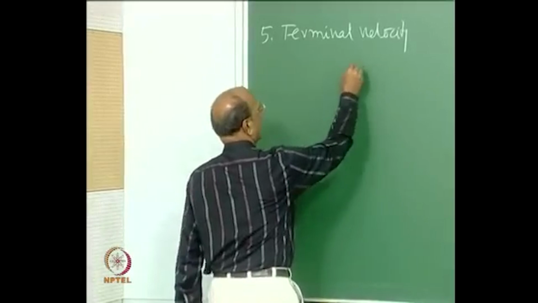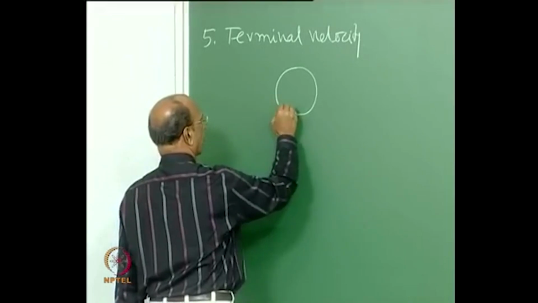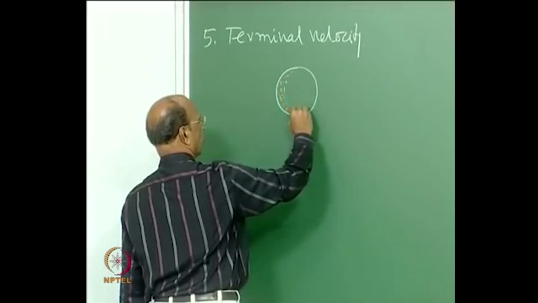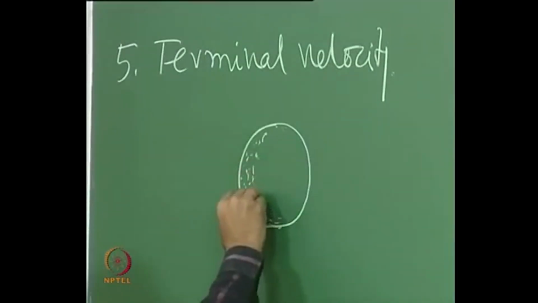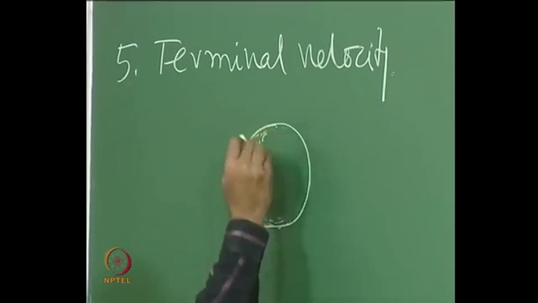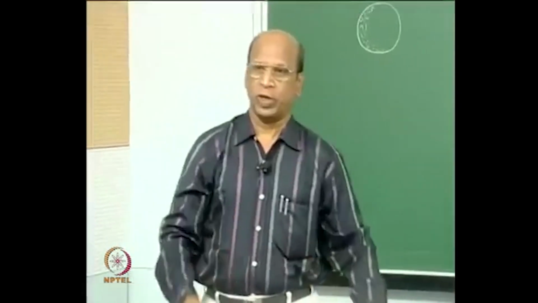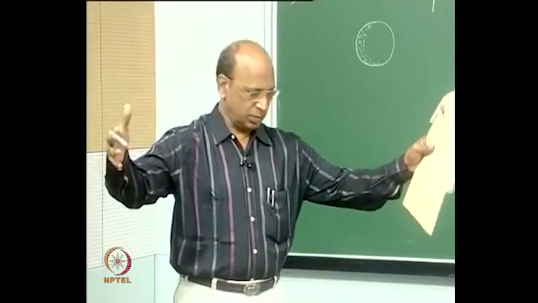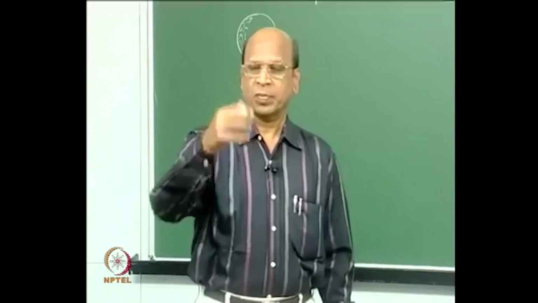So, if you take one particle, this particle is just falling through a fluid, right? That is the terminal velocity of a single particle, where you take maybe a very big tube, and then fluid is flowing through that, and you drop the particle.